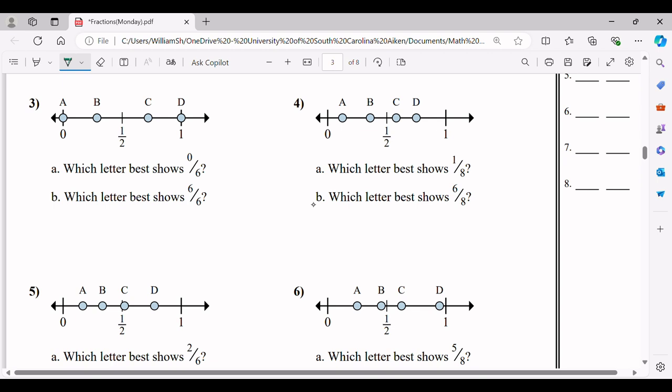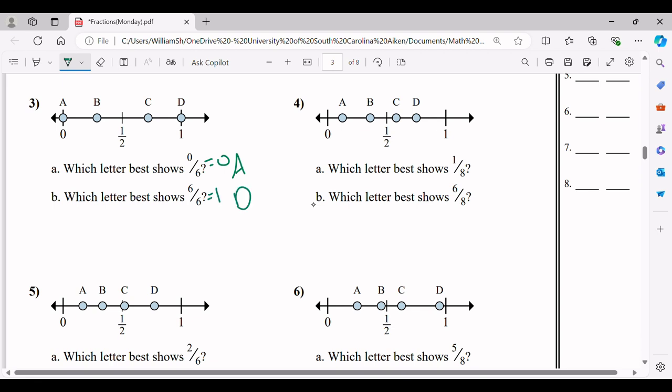Which letter best shows 0 out of 6? Now, if I'm fractionalizing and I have a 0 in the numerator, which I can do, we don't want a 0 in the denominator, but it's okay to have a 0 in the numerator. 0 over 6 should just reduce to 0. We know 0 is right here at A. So A best represents 0, or 0 over 6.